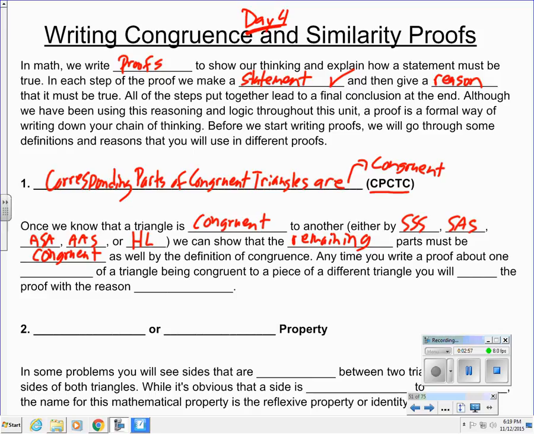So anytime you're writing a proof and it's asking you to prove that one piece of a triangle is congruent to another piece of a triangle, you're going to end your proof with this reason, CPCTC. So you'll work your way down through the proof, and at the end you'll say the two pieces are congruent because the triangles are congruent and their corresponding parts. So CPCTC, the corresponding parts of congruent triangles are congruent.